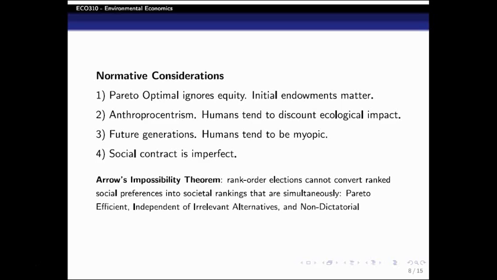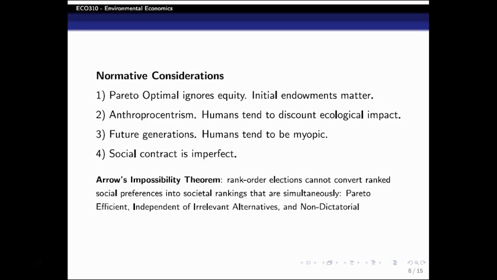This leads us to some interesting things. The first thing is that, as we've already discussed, Pareto Optimality ignores equity. Initial endowments matter. What you start out in life with has a huge impact on where you end up, and if we have an economic system that ignores that fact, then we can't really expect that economic system to ever really be equitable. So if equality is a goal of ours, then redistribution, policy, intrusion into markets is likely required.